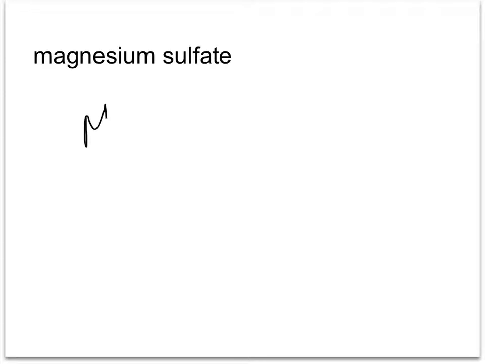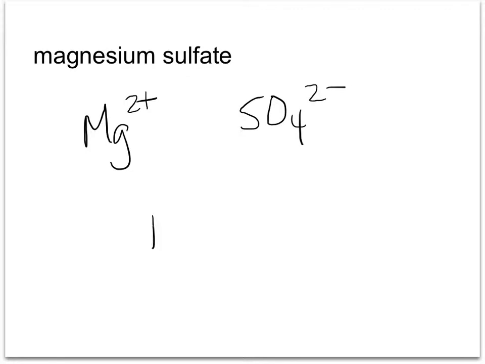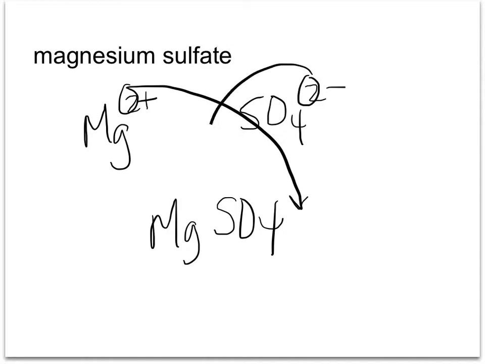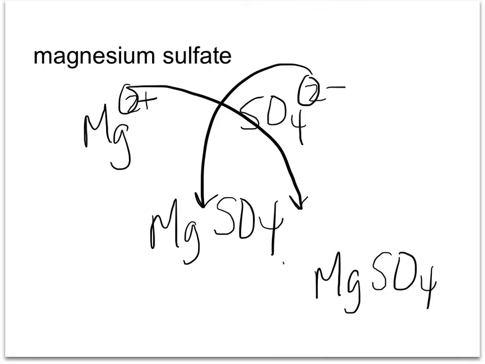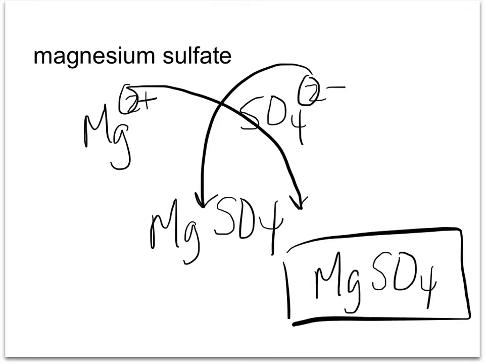Okay, welcome back. Magnesium, once again, still in group 2, has a 2 plus charge. Sulfate, polyatomic ion, SO4 2 minus. Mg, SO4. This 2 comes down here. This 2 comes over here. But notice equal and opposite. Magnesium sulfate is MgSO4. The 2's cancel.